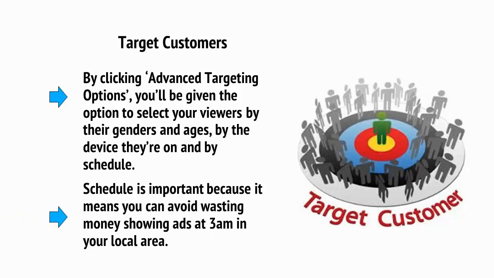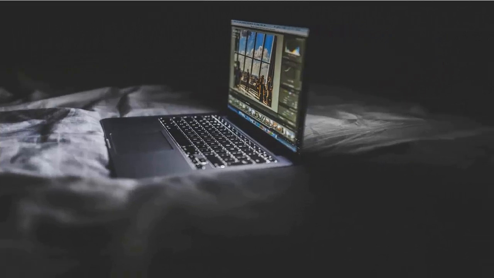Schedule is important because it means you can avoid wasting money showing ads at 3 a.m. in your local area. It also means you can get even sneakier and, for example, show ads only later in the evening. As it gets later and we become more tired, we actually become more impulsive and thus more likely to click buy on an advert.